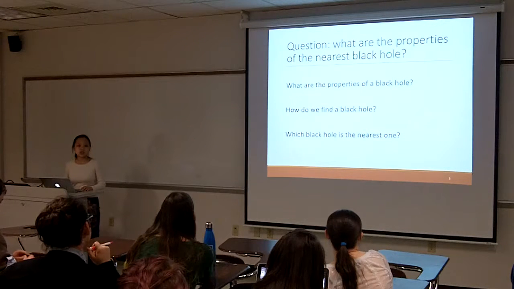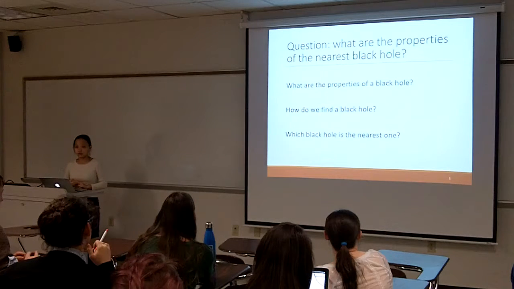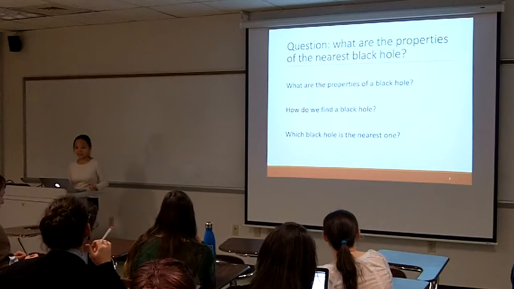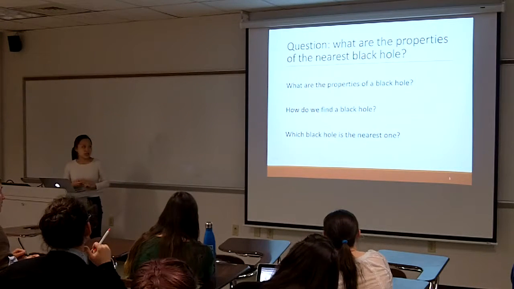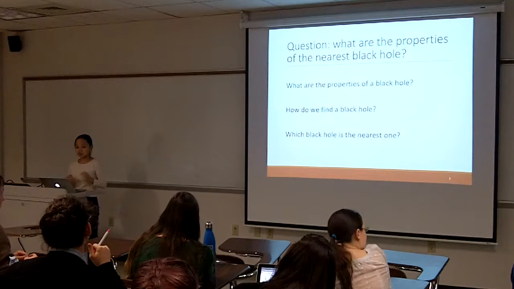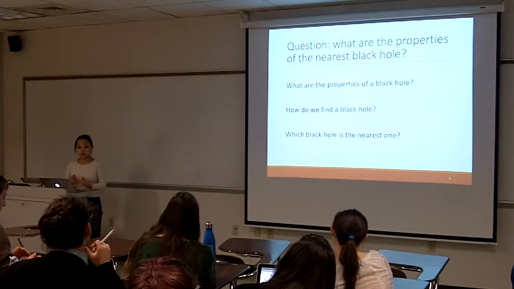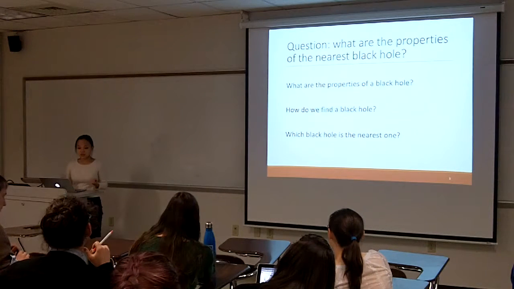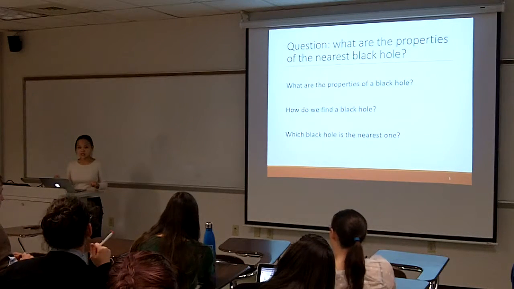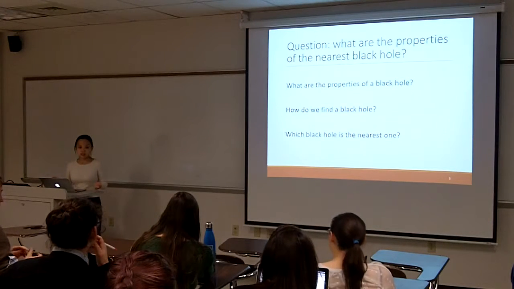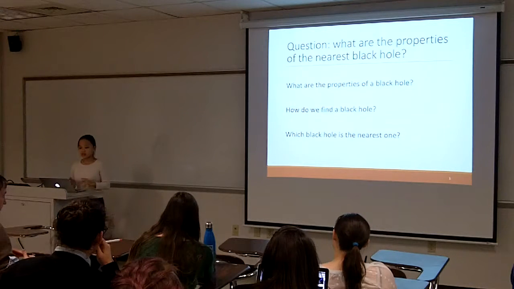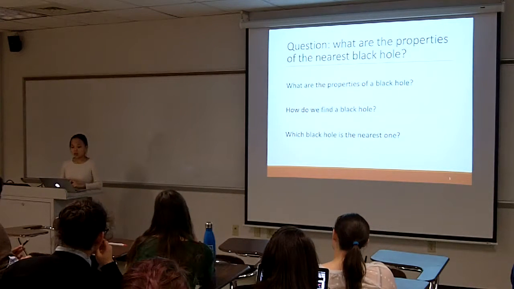So my initial scientific question is, what are the properties of the nearest black hole? For people not very familiar with black holes and this subject, we first need to answer three more fundamental questions. What are the properties of a black hole? And how do we find a black hole, since a black hole is a theoretical model of an object so massive that light can't escape from it? So theoretically, we can't observe a black hole. And which black hole is the nearest one that I'm going to work on?